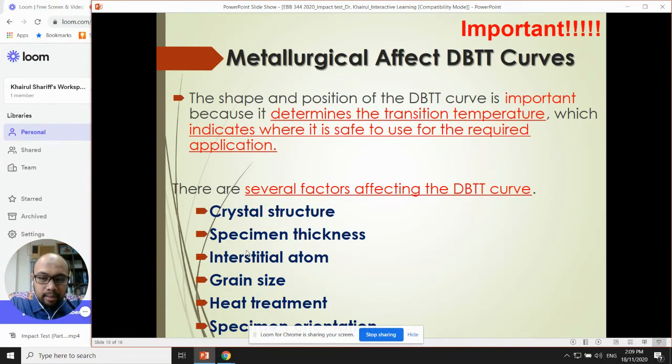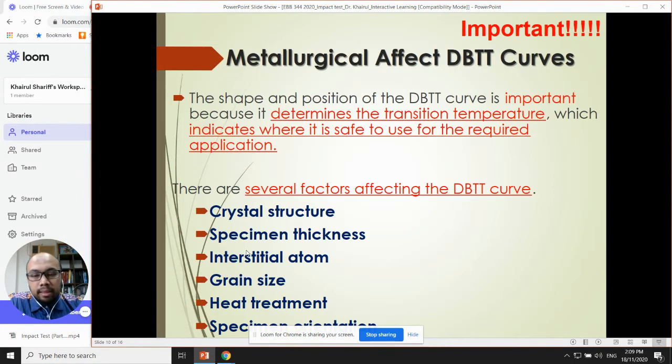The next is how heat treatment affects the DBTT curve. Before I explain further, heat treatment means an additional process involving the metal. For example, you fabricate a stainless steel alloy, and then from there you perform something like a hot rolling process or a hardening process. This one we call the heat treatment process. This kind of process influences the DBTT curve performance.